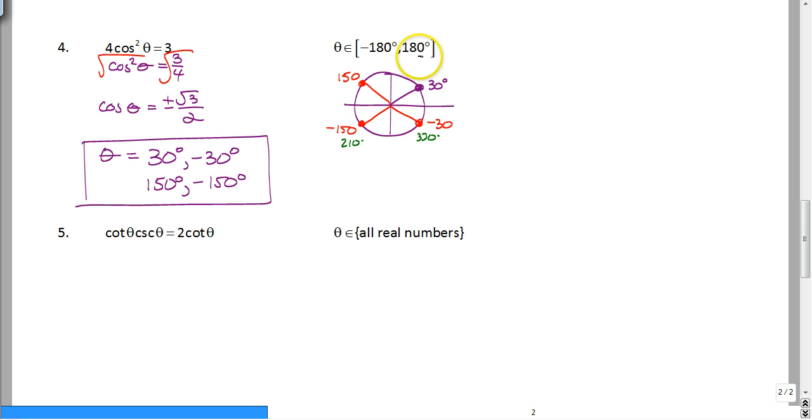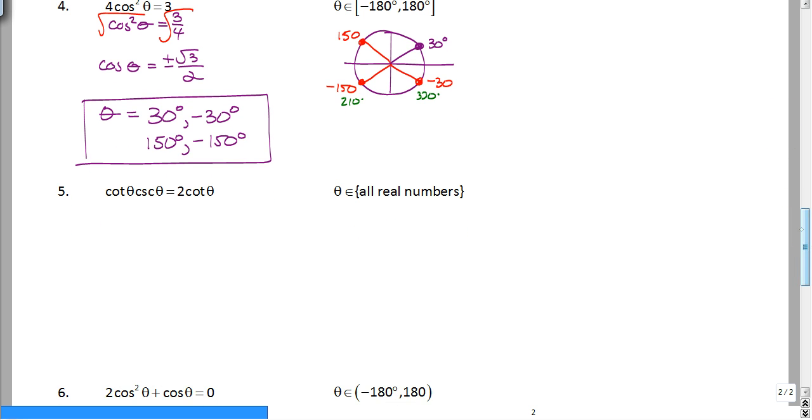However, our rules state that we are only allowed to go from negative 180 to positive 180. So for these 2 answers down here in quadrants 3 and 4, we must use negative angles to get there. So instead of this being 330, we do negative 30. Instead of this being 210, we do negative 150. Okay, so that's it. And yes, if you want, you could say that this is plus or minus 30 and plus or minus 150. That is acceptable as well.